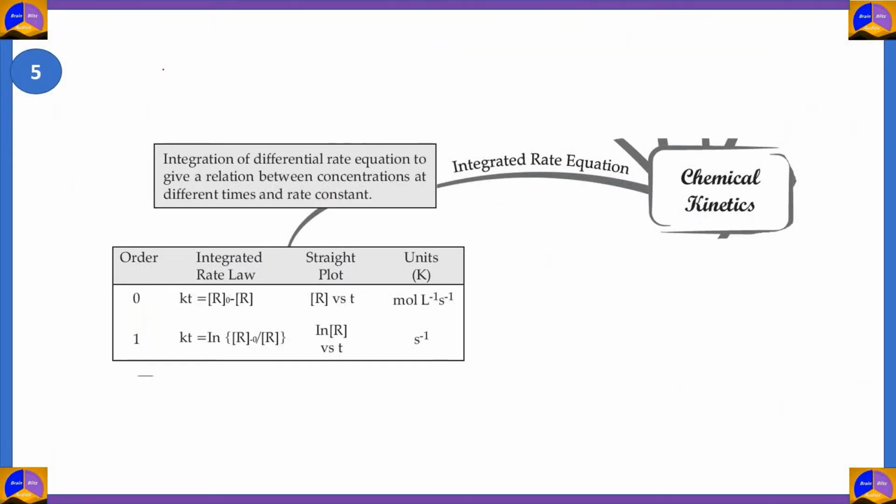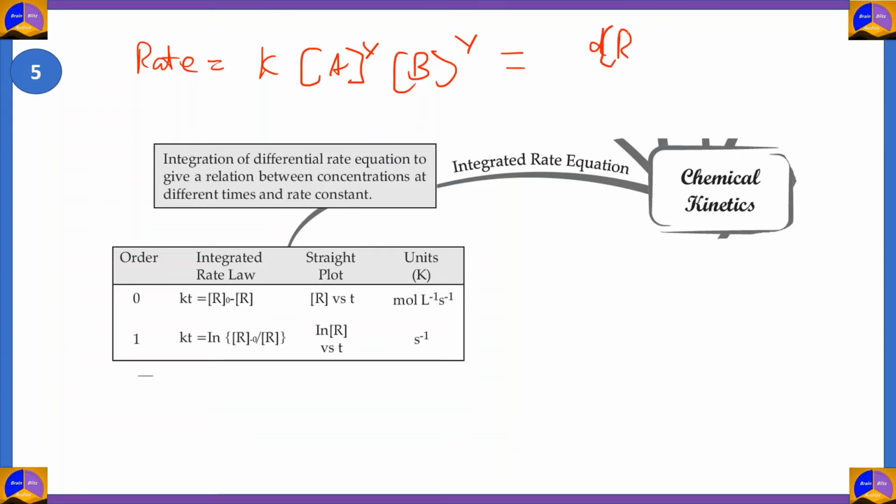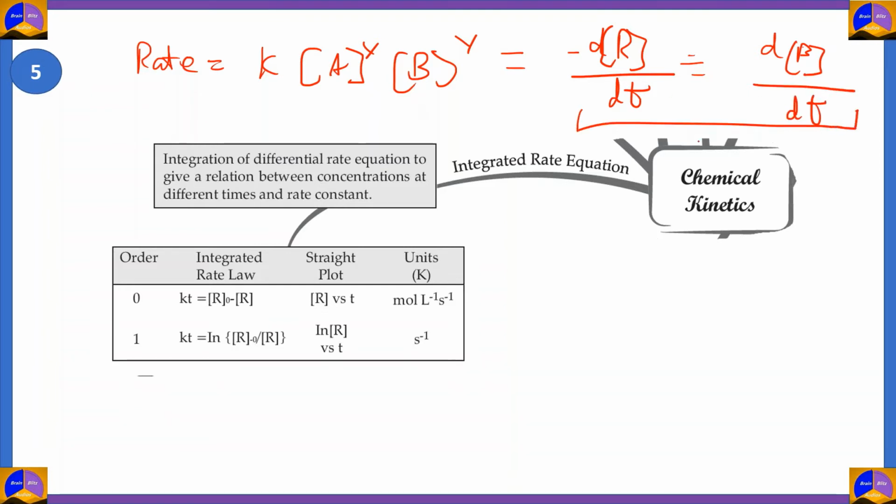We've studied the rate equation, so rate can be represented as k[A]^x[B]^y, which is also equal to d[R]/dt. That is the change in concentration of the reactants or the products divided by the change in time. So this is the expression of the rate of a reaction. The expressions d[R]/dt and d[P]/dt are in differentiated form.